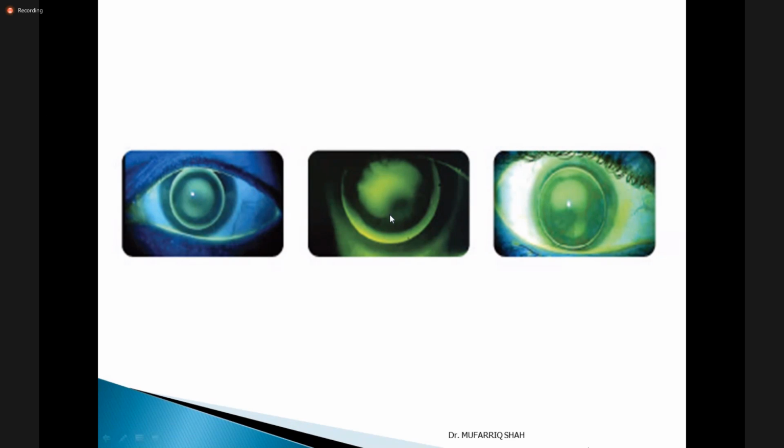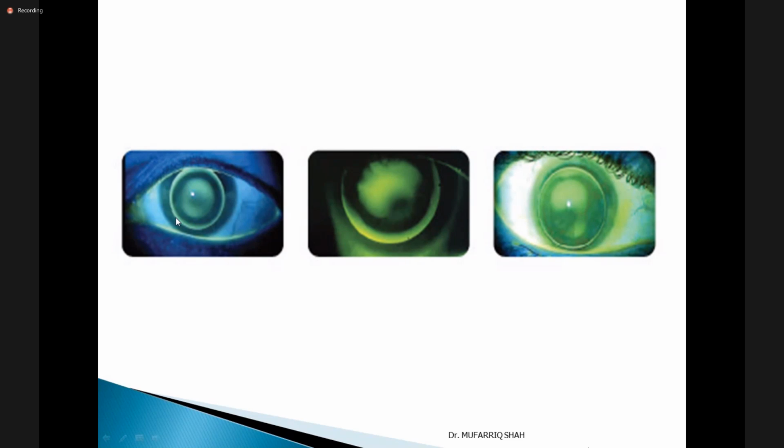So this is the optimum lens fit. In the second case, in the middle there is a feather touch, but in the periphery the band is even more than 1 millimeter. So here edge lift is greater than the optimum. What will you do here? Steepen the edge lift, right? In the third case, there is a feather touch, but in the periphery the band is less than 0.5 millimeter. So here you need to increase the edge lift.